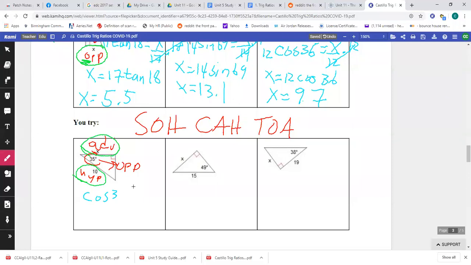Cosine 35 is equal to x over 10. Multiply both sides by 10. So now x is equal to 10 cosine 35. And so this should be 8.2.